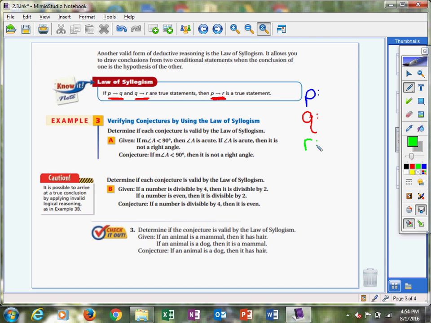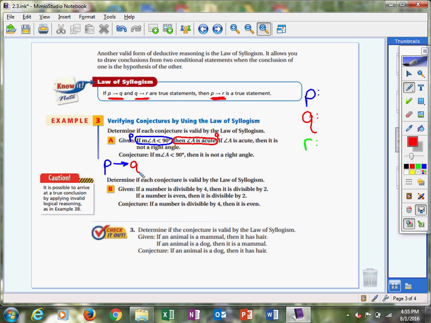Let me get back here to blue. If the measure of angle A is less than 90 degrees, okay? So right here, that's going to be our P. Let's change to red. Then angle A is an acute angle, and that's true. Angles that are less than 90 degrees are definitely acute. So right there, there's our very first statement, P then Q, okay? And that ended up being true, and that's great.